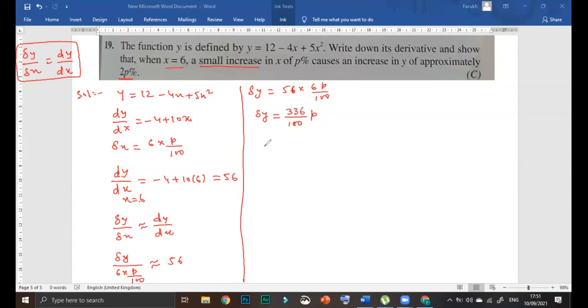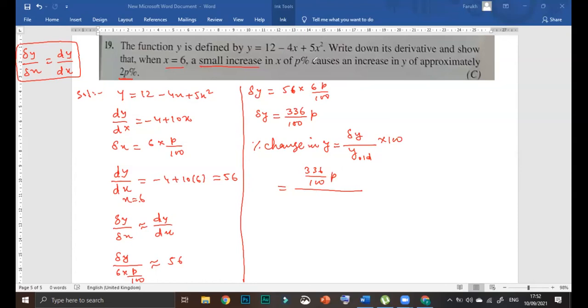Keep it in your mind that if the change in x is in percentage, then the change in y should also be in percentage. Now, we will find out the percentage change in y. Percentage change in y is equal to change over y old into 100, which is equal to del y, 336 over 100 into p, over y old.